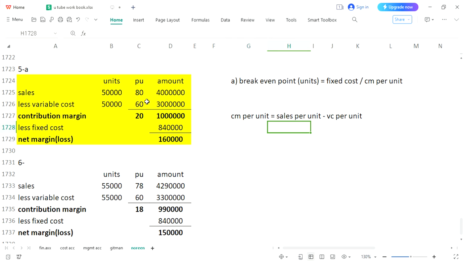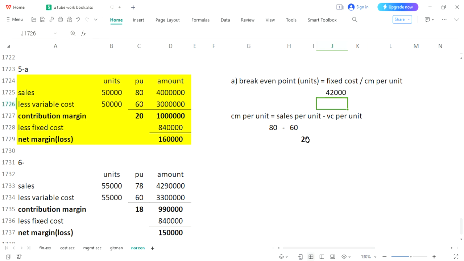Okay, here sale per unit we have seen is 80, and you need to subtract variable cost per unit, which is 60 over here. Statement completed. Now put it on the calculator. 80 minus 60, we have got 20. This is your CM per unit. Now we can calculate our break even point, for which we need fixed cost 840,000, same for all numbers of units, and we need to divide it by CM per unit, which is calculated over here, 20.